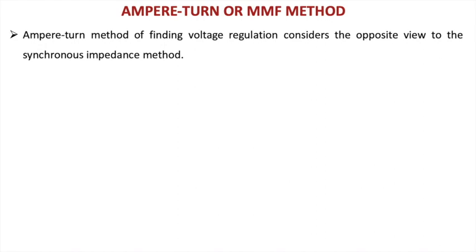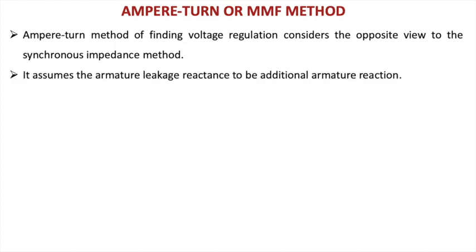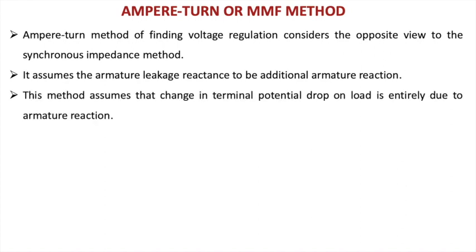So what is the ampere turn or the MMF method? The ampere turn method of finding voltage regulation considers just the opposite view to the synchronous impedance method. It assumes that the armature leakage reactance is to be added to the armature reaction. So XL has to be added to XAR, that is the armature reaction drop.